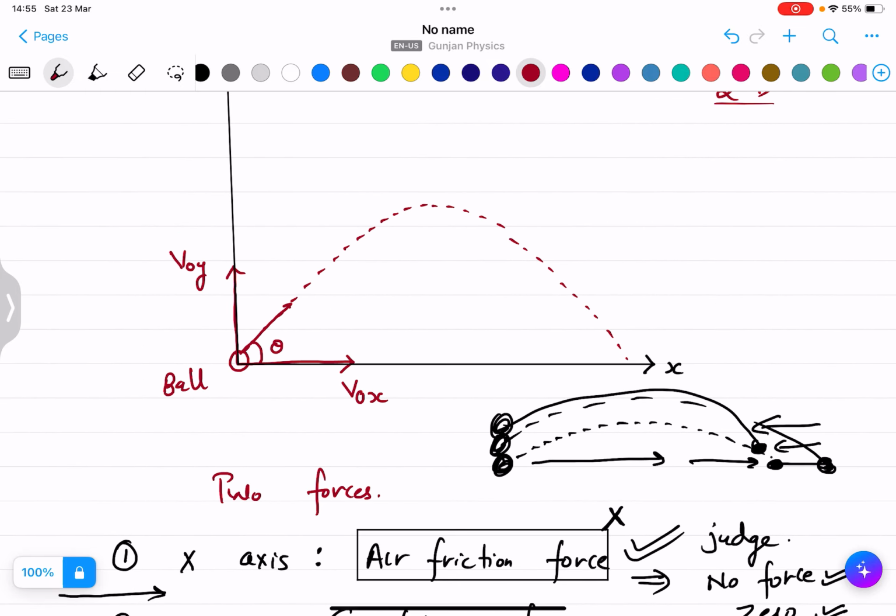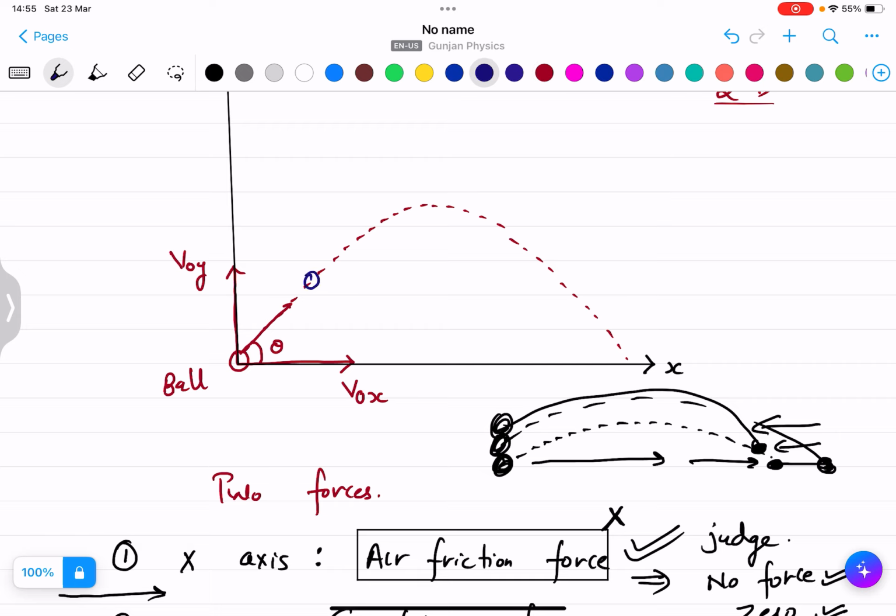Now come to this figure. So that means if a ball is here, the ball will go here, the ball will go at the topmost point, and then it will come down. So at every point where the ball is moving, the horizontal velocity will be constant. So there will be Vox, the horizontal velocity, and Voy, the vertical velocity. Vox horizontal, Voy vertical velocity.